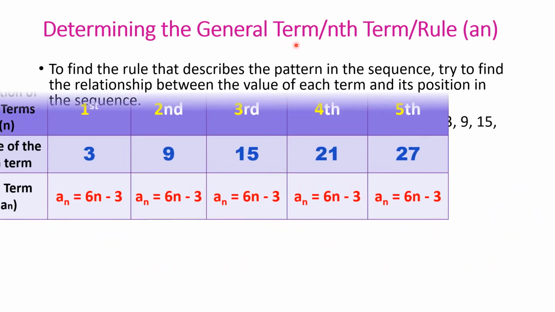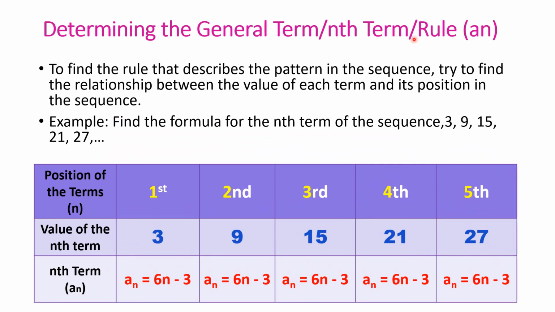Determining the general term or nth term or rule of a sequence denoted by a sub n. To find the rule that describes the pattern in the sequence, try to find the relationship between the value of each term and its position in the sequence. So kagaya kanina, hahanapin natin ang n-term formula or yung equation na magsasatisfy sa bawat term sa isang given sequence.